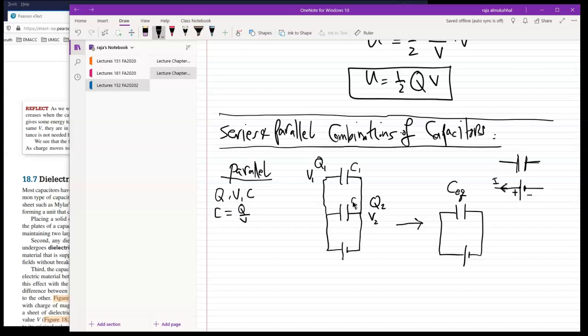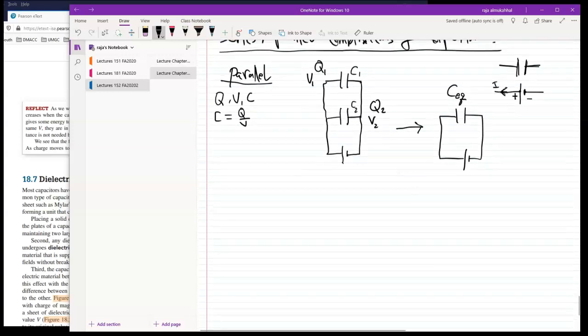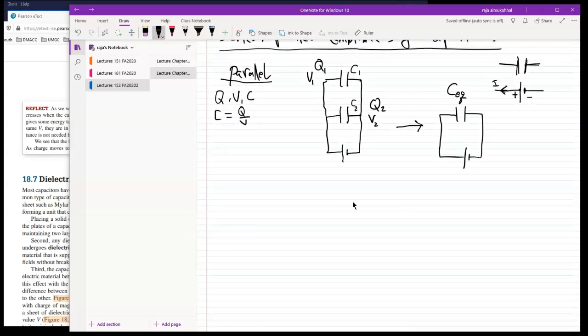To do that is simple. Again, this is just a formula. So for parallel combination, C sub EQ is simply C1 plus C2. You just add them up together. You got it? If I have 3 capacitors, well, plus C3, and 4 plus C4, and so on. For our case, it's only 2 of them. So that's the first formula.